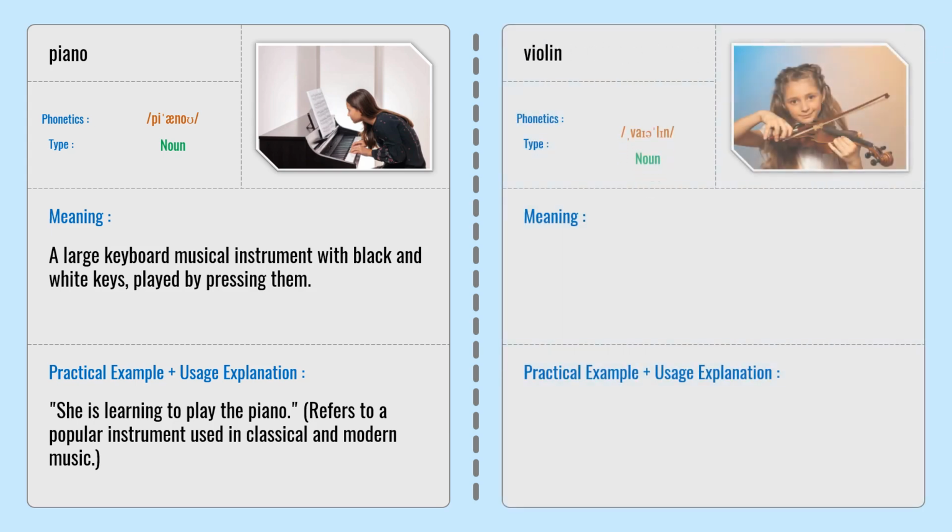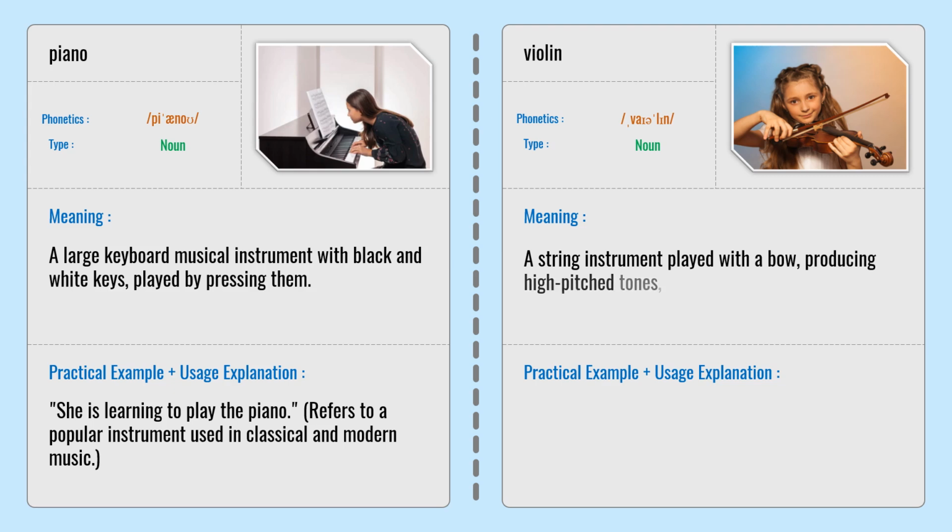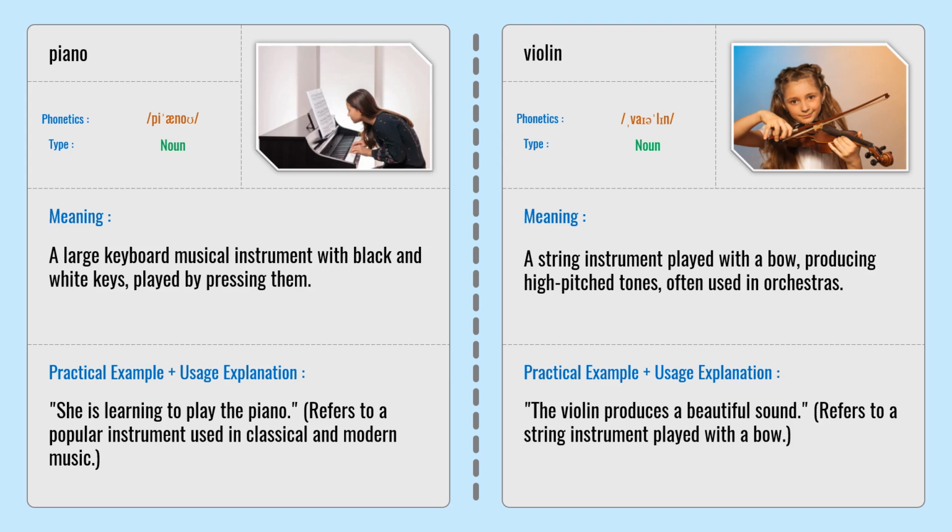Violin. A string instrument played with a bow, producing high-pitched tones, often used in orchestras. The violin produces a beautiful sound. Refers to a string instrument played with a bow.